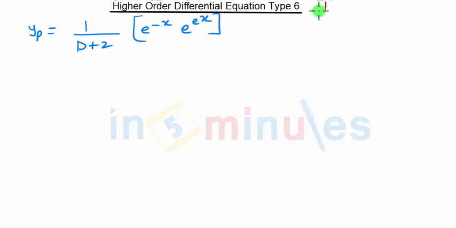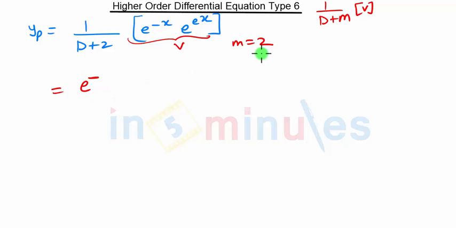Now again consider this part. yp will be 1 upon D plus 2, and we have e raised to minus x, then e raised to e raised to x. If you observe this part now, this is also of the form 1 upon D plus m into V, where V is some function of x. In this case, m is 2 and V is this whole term. So again we are going to apply the same formula, that is e raised to minus mx. In our case, m is 2, so minus 2x. Integration of the opposite of this, e raised to 2x, into V. V is e raised to minus x, e raised to e raised to x, into dx.